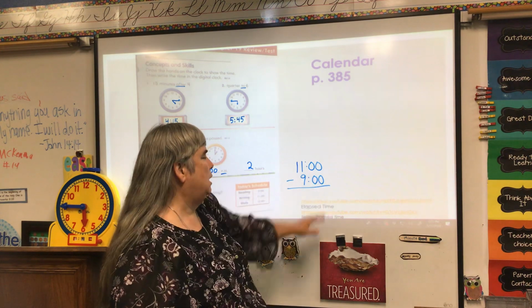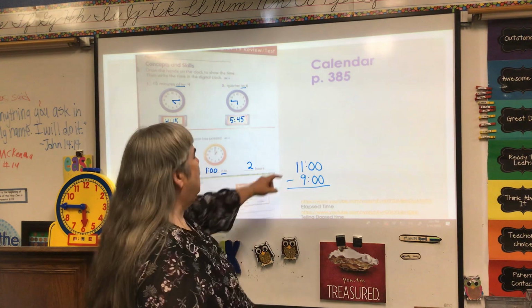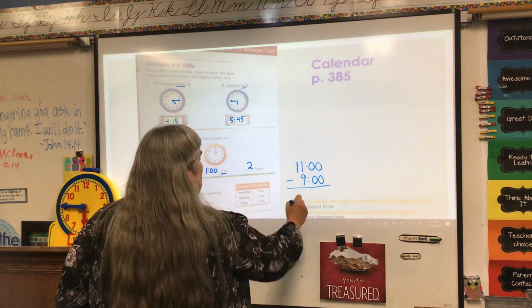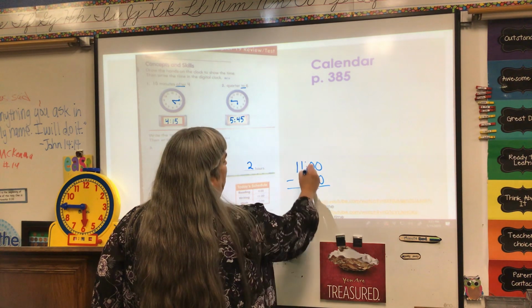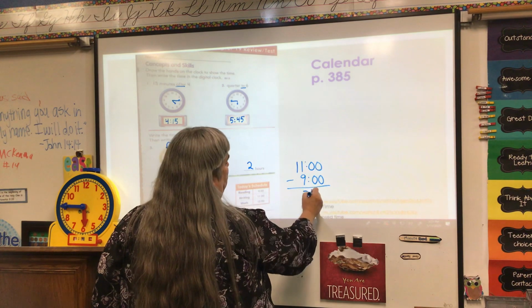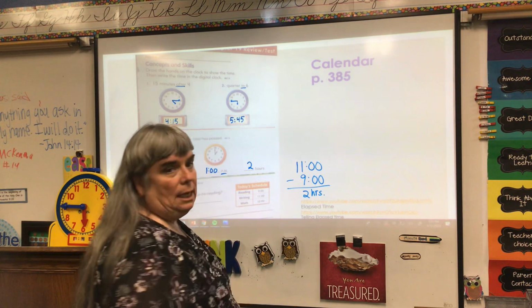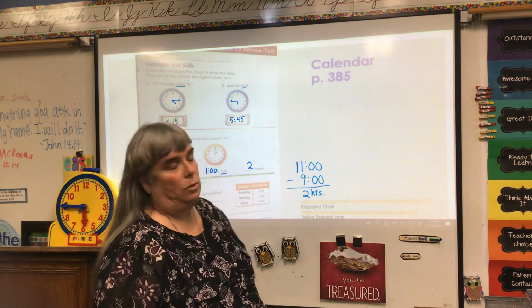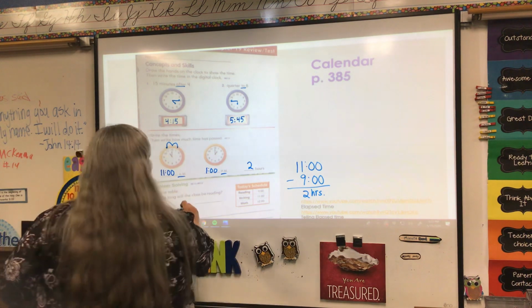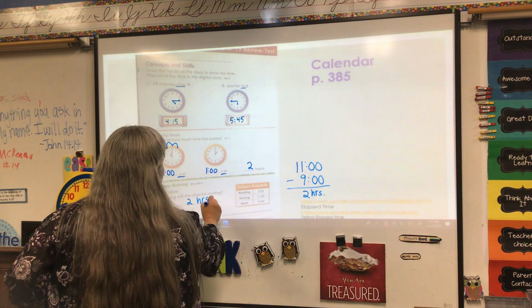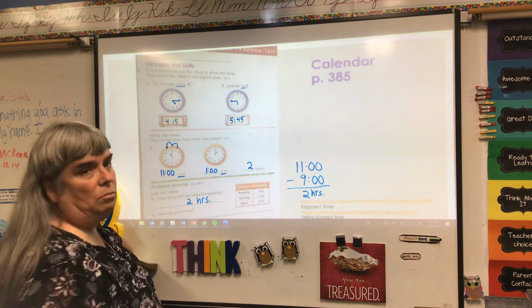So 0 take away 0, that's nothing. 11 take away 9 is 2. And remember, we said we're not going to bring down the dots and the zeros. We're just going to write HRS because the answer is 2 hours. So there are 2 hours of reading time. That sounds good. Although sometimes I think you should do more.